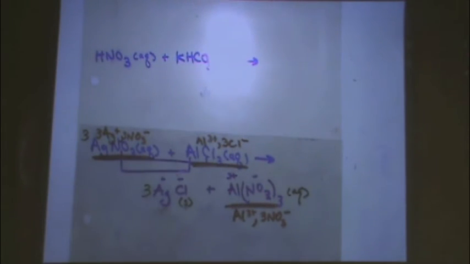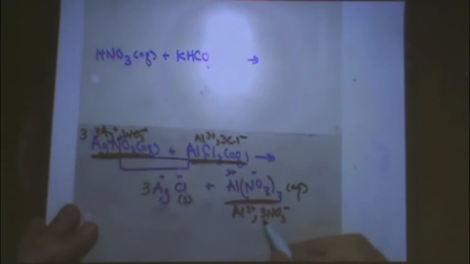Now I'm going to get a different pen color. I'll use black here. You want to look for what cancels on each side. So does the silver cancel? No, you don't see a Ag plus over here. Does the nitrate cancel? There's 3 of them. Yeah, 3 nitrates cancel with these 3 nitrates down here. They're on both sides, so they cancel. That's a spectator ion. Does the aluminum cancel? Yeah, 1 here and 1 here cancels. 1 on each side. Consider the arrow an equal sign.